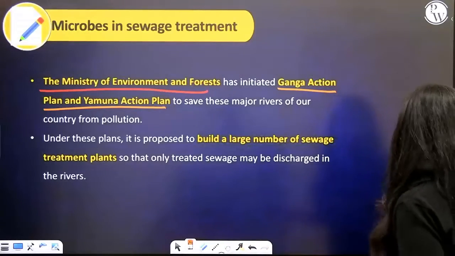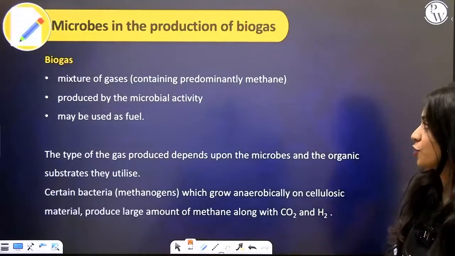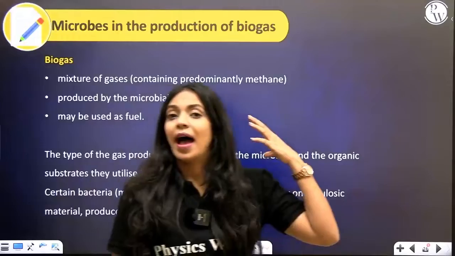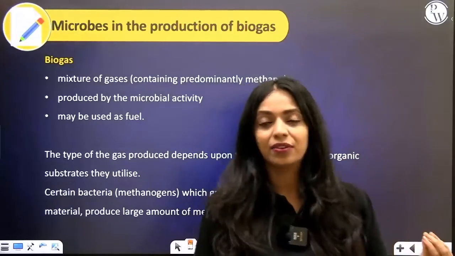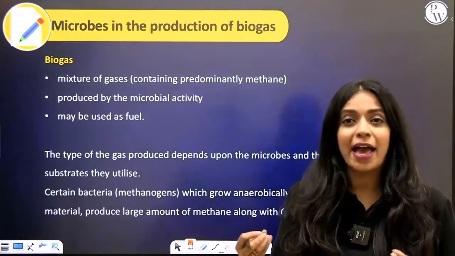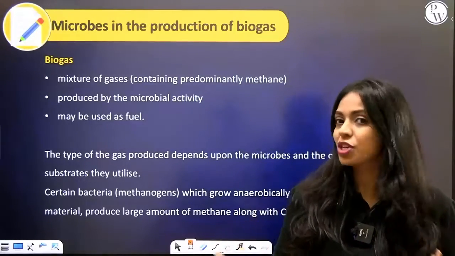That way you can reduce the pollution that we see in major rivers of India like Ganga and Yamuna. All right. Now let's talk about production of biogas. I already said that a large portion of activated sludge that we get in the secondary treatment is pumped into anaerobic digesters where certain microbes will act upon it and produce biogas which can be used as a fuel.